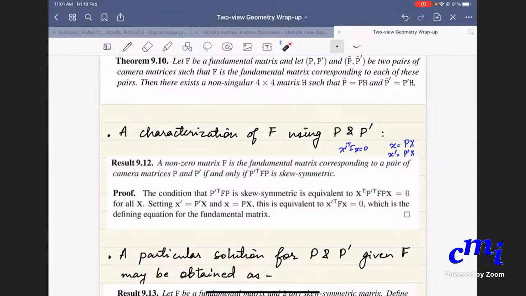So what we want to show is that F is a fundamental matrix for P and P prime if and only if P prime transpose F P is skew symmetric.